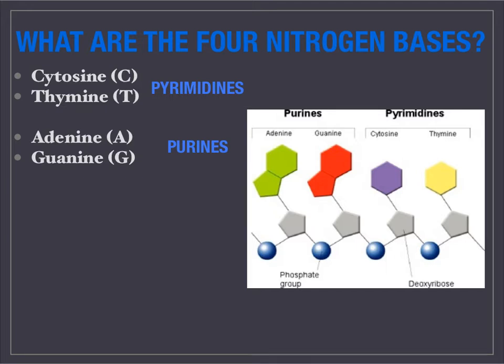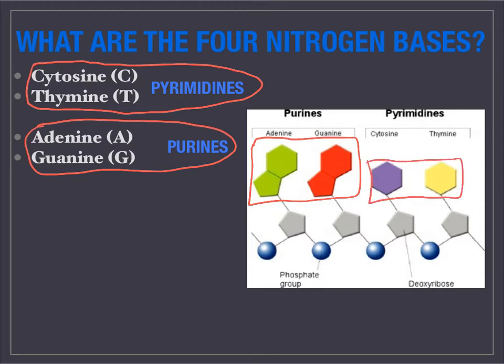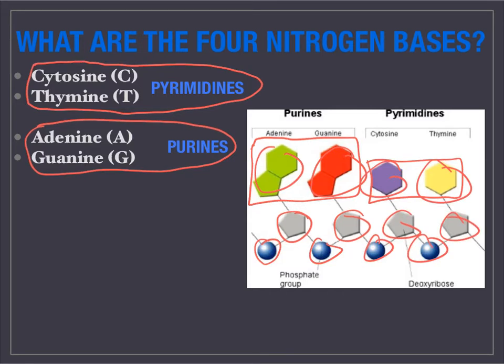The 4 nitrogen bases, as I said previously, are cytosine and thymine, which are called pyrimidines, and adenine and guanine, which are classified as purines. Notice the purines, adenine and guanine, both have 2 carbon rings that make up their structure, where the pyrimidines have 1 carbon ring. They still have the phosphate, sugar, and base, but there are the two types of nitrogen bases: purines and pyrimidines. Adenine and guanine are purines. Cytosine and thymine are pyrimidines.